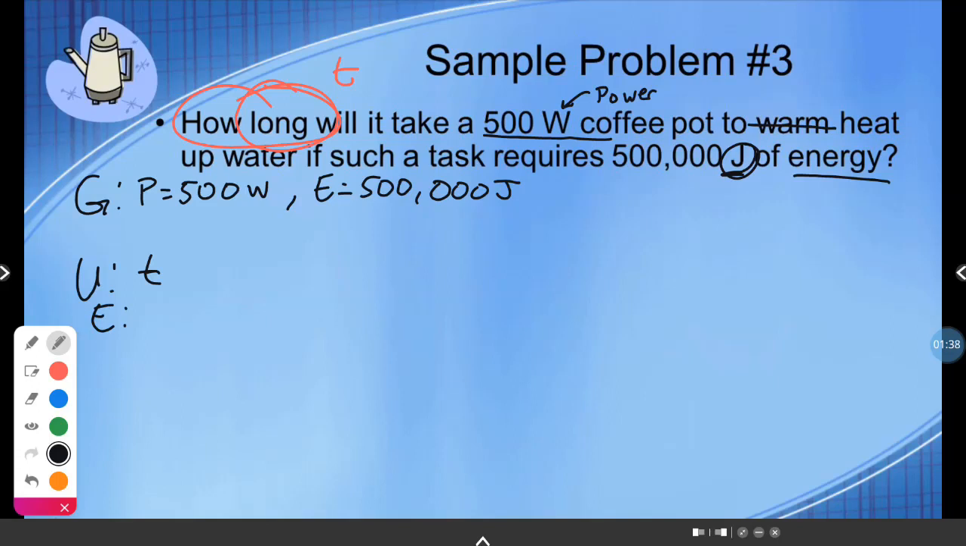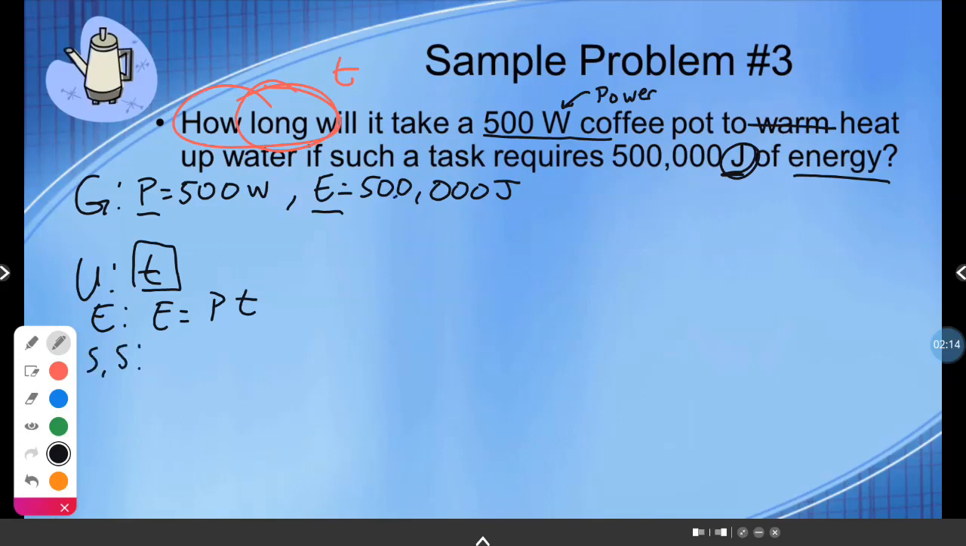If we look through the equations, we need an equation that has time, because obviously time is what we're trying to find, and has E and P as well, because those are the things that the problem gives us. If you look through the equations that you wrote down in your notes, you will find that the only equation that has E, P, and T in it is the equation E equals PT. That was in the electric energy slide.